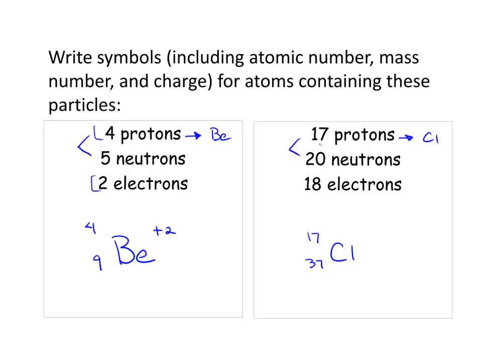In this case, we have 17 protons and 18 electrons. We have one more electron than proton, which means we have a charge of -1, and so we could put the charge in the upper right.